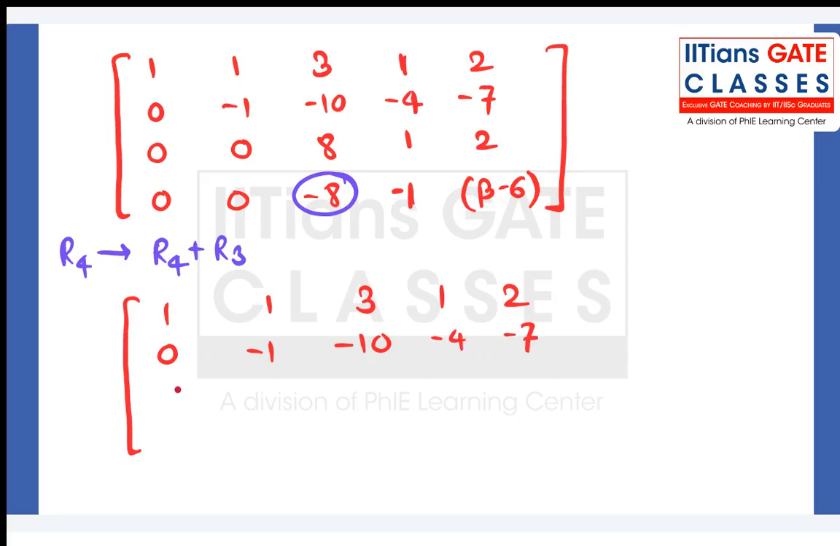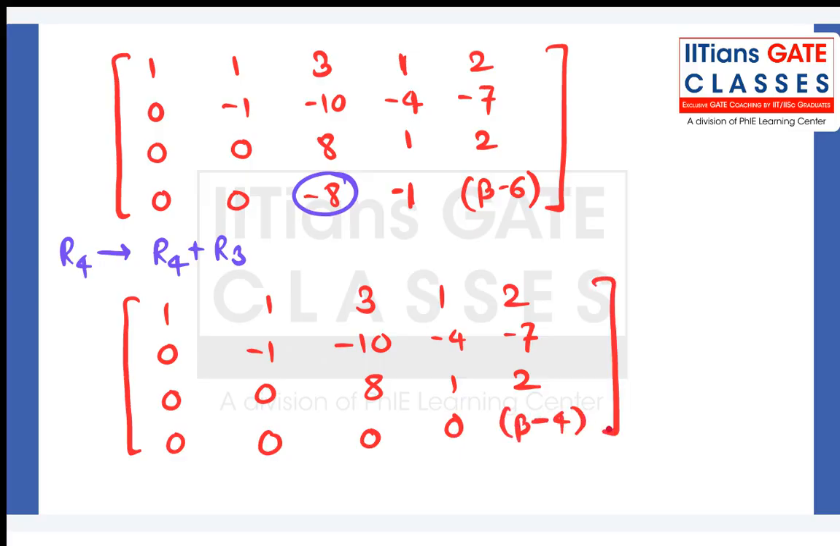Third row also remains as it is because we are not touching it. We are only modifying the last row. This remains 0, 0 because those elements are 0. Minus 8 plus 8 is 0. Minus 1 plus 1 is 0. Beta minus 6 plus 2 is beta minus 4. Okay. So since this is now an upper triangular matrix, this is the end of your transformation.